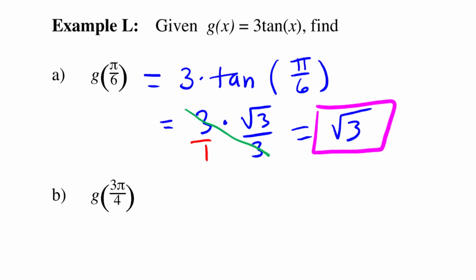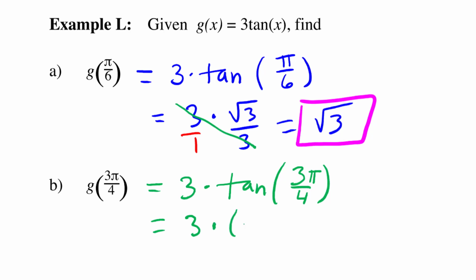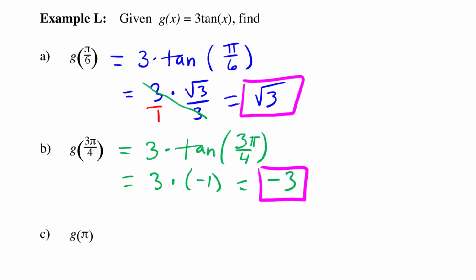G of 3 pi over 4 means we'll put 3 pi over 4 into the function. So it becomes 3 times tangent of 3 pi over 4. That's 3 times negative 1, which is negative 3. And then g of pi means we'll put pi into the function. So that's 3 times tangent of pi. Now tangent of pi is 0. So that becomes 3 times 0, which is 0.